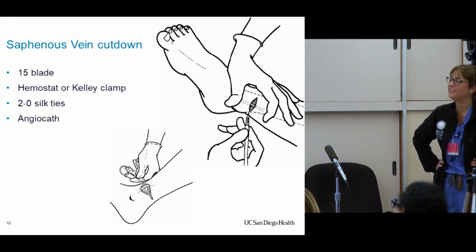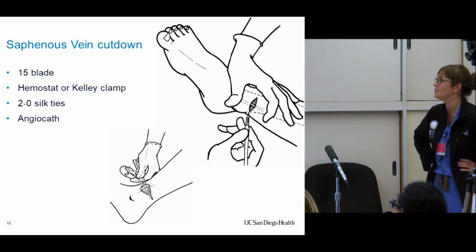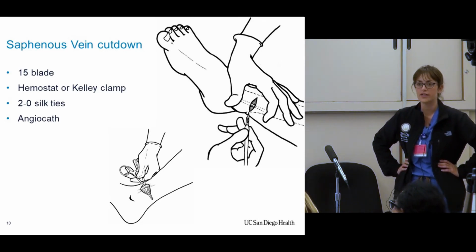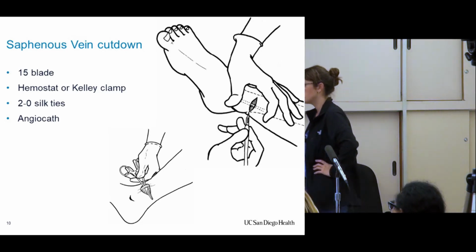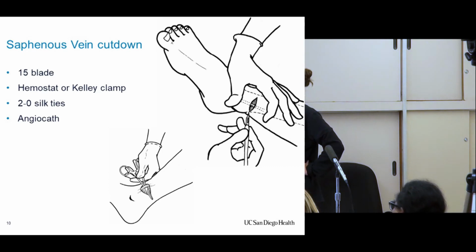All right, so what do you need to do it? A knife would be good. A hemostat or a Kelly clamp. Everything you need to do the saphenous vein cut down is in the lac tray. Usually, people are going for the bedside tray.